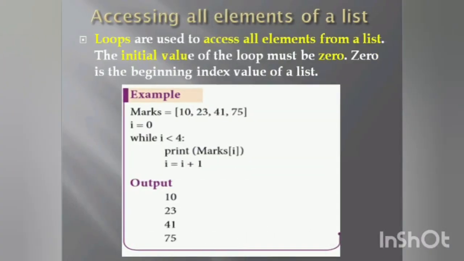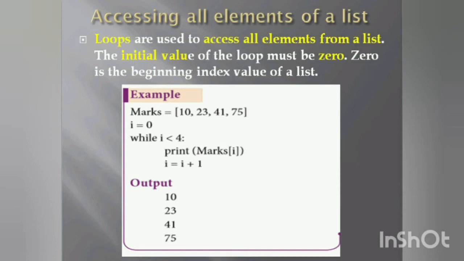Clear about this? Now we'll see how to access all the elements of a list. Loops are used to access all elements from a list. There are different types of loops: one is while loop, another is for loop. The initial value of the loop must be 0, as 0 is the beginning index of the list. Now look at the example.